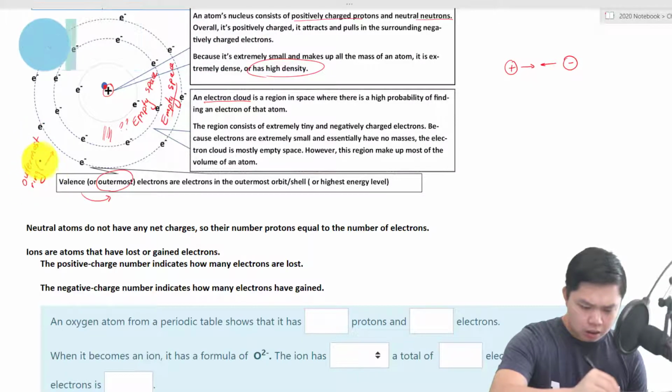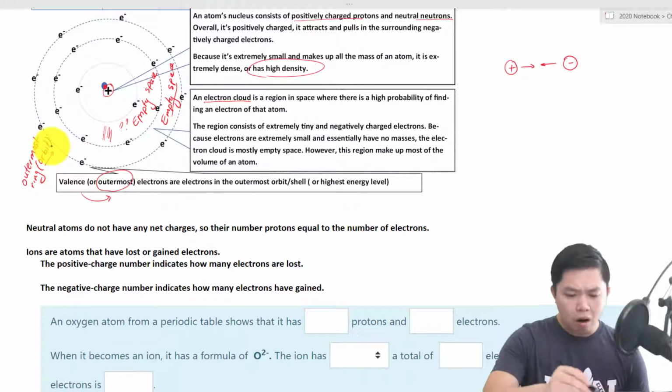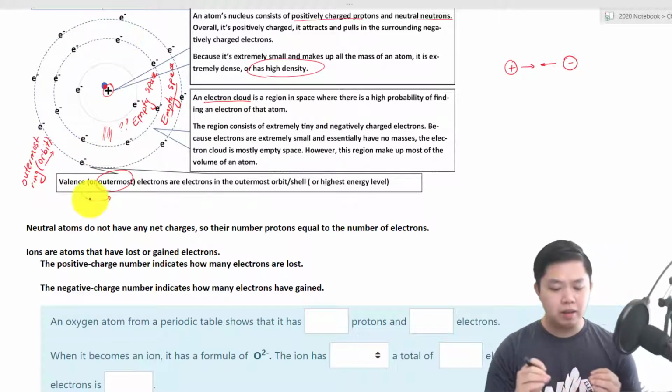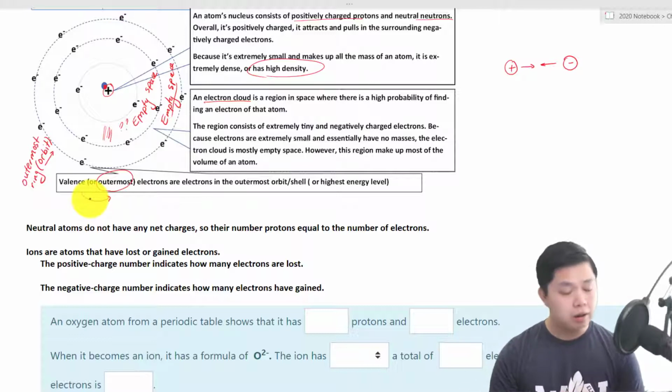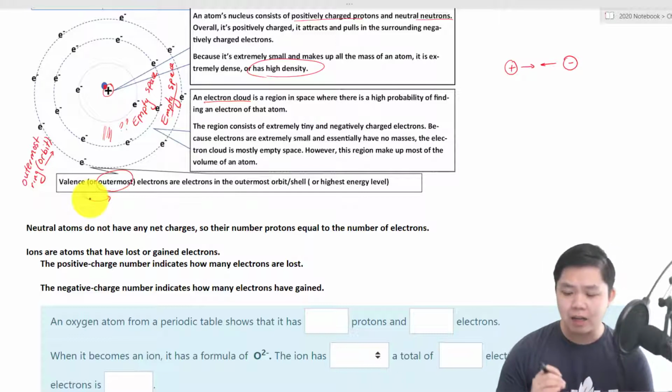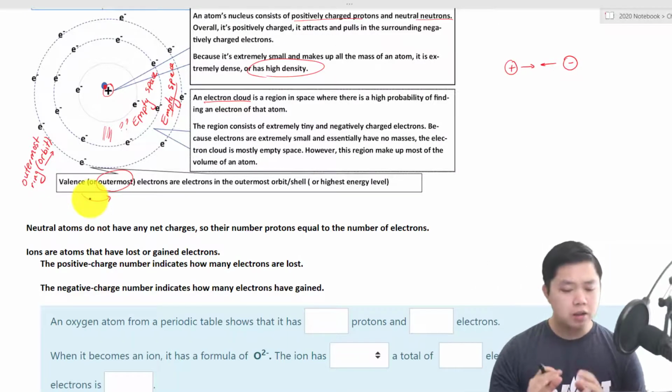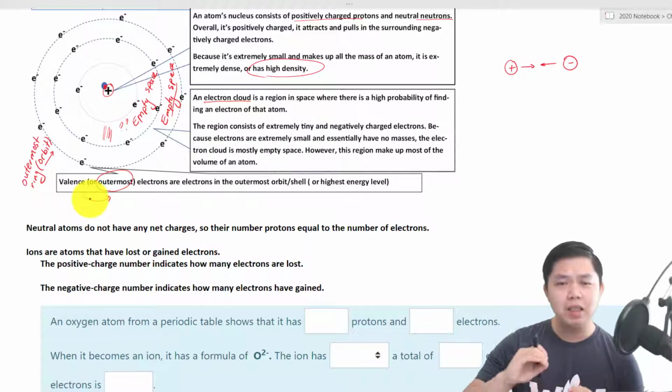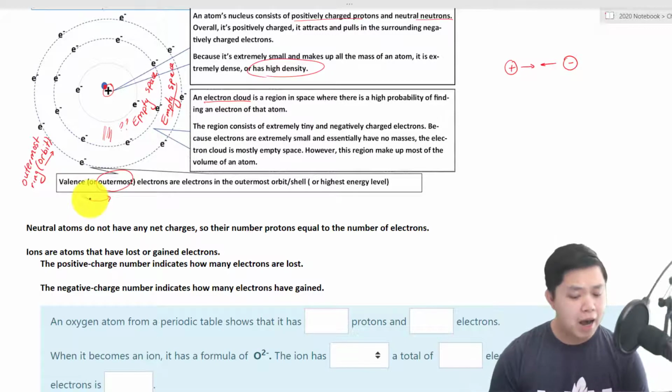Or the better term is orbit. And of course, all the ones inside are considered inner electrons. So what's so special about the outermost electron? Remember, we talked about electrons being very tiny and very fast moving objects. So therefore they can be easily stolen or gained by an atom.